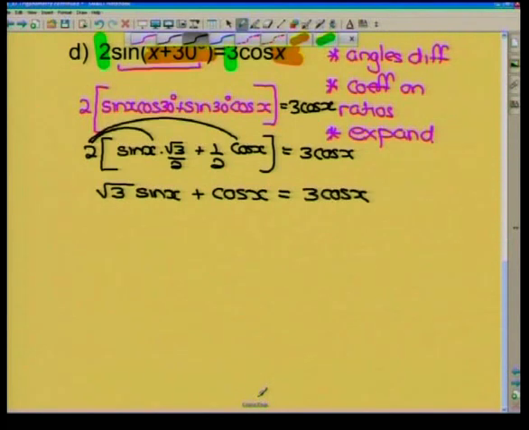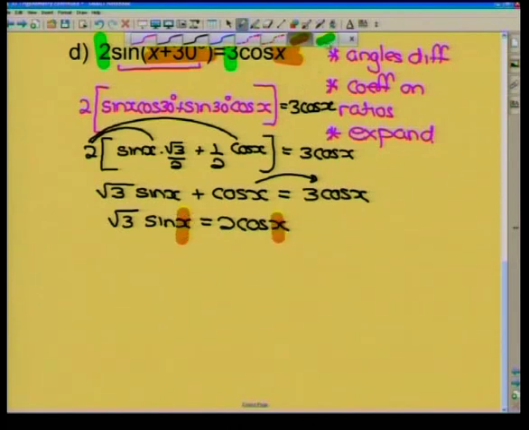Well, what can we see? We can see that we have got some like terms. So we can go root 3 sine x equals 2 cos x by bringing this one over the equal sign. And now we can see we're back to that number b. The angles are now the same, but there are coefficients.